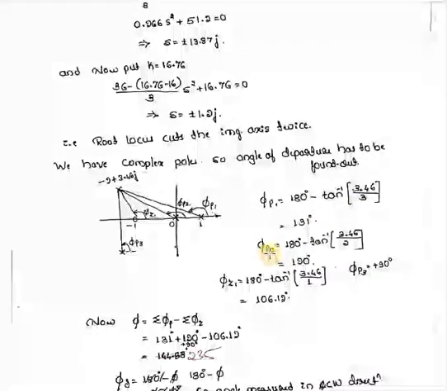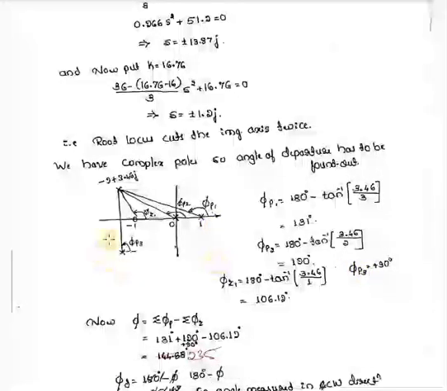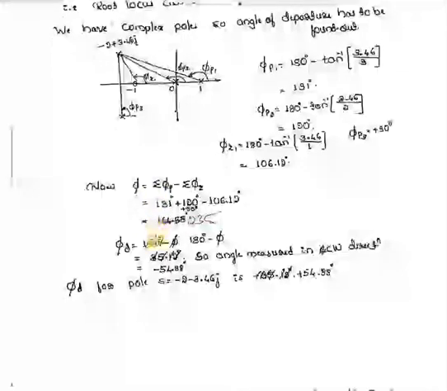Similarly, phi P2 will be 180 degree minus tan inverse of 3.46 divided by 2, because the height, the opposite side, will be the same, and here it is starting at 0. And then phi Z1 is 180 degree minus tan inverse of 3.46 divided by 1, this angle. And phi P3 is a vertical line to this pole, so it is 90 degree plus 90 degree.